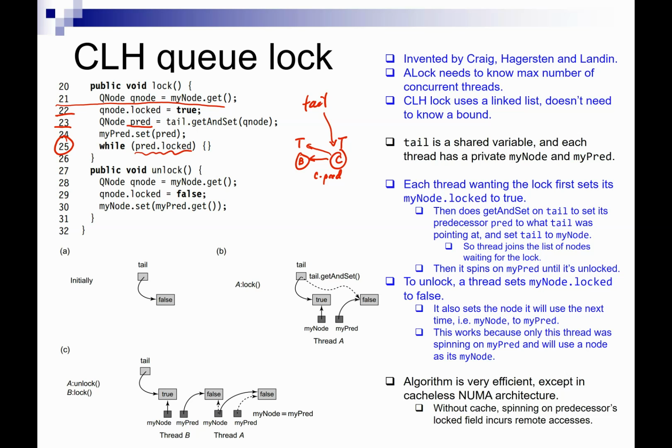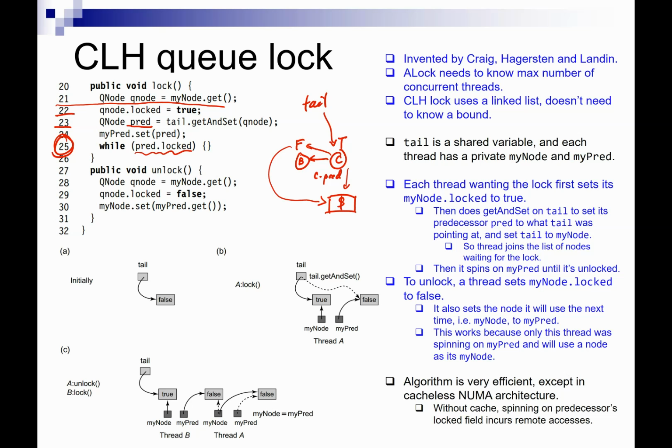Now, if I have a cache, then what's going to happen is I'm going to pull this value into my cache. Let me not draw it that way. How do I draw this? Suppose C has a little cache here. If C has a cache, he's going to pull this true value into his cache. Then when he does the spin on 25, C just keeps reading this cache value, and that's very fast because it's local. Then eventually, once B finishes, he's going to set this to be false.